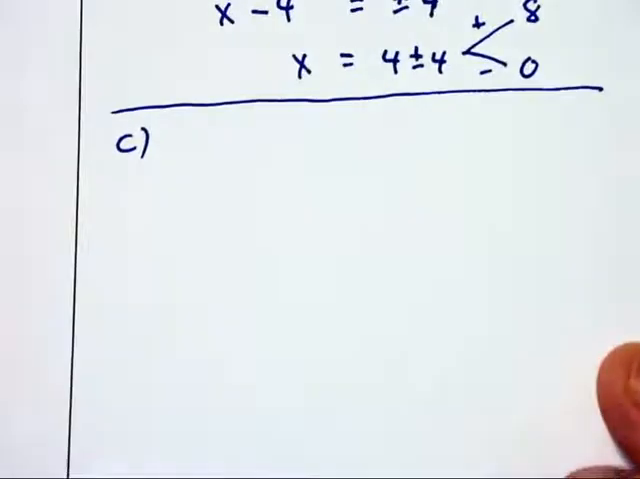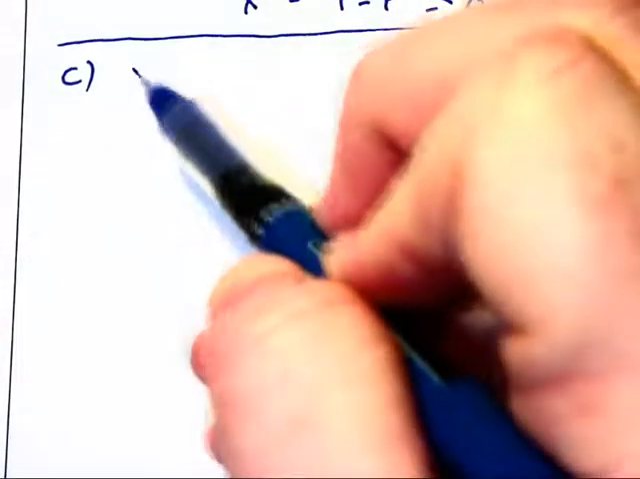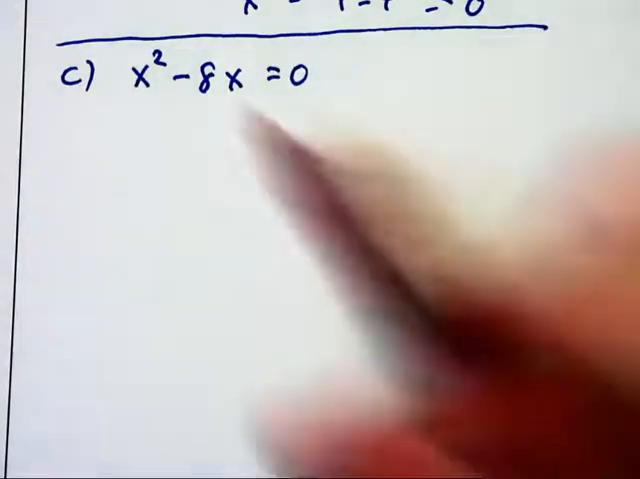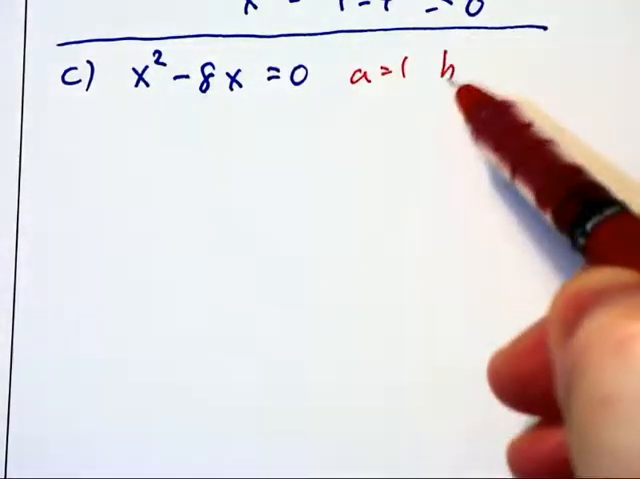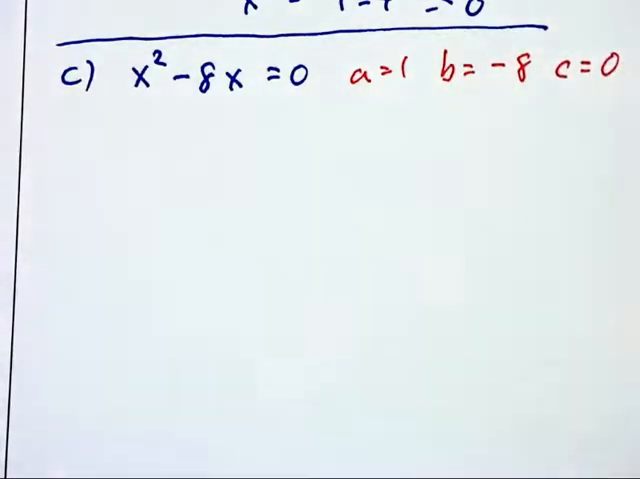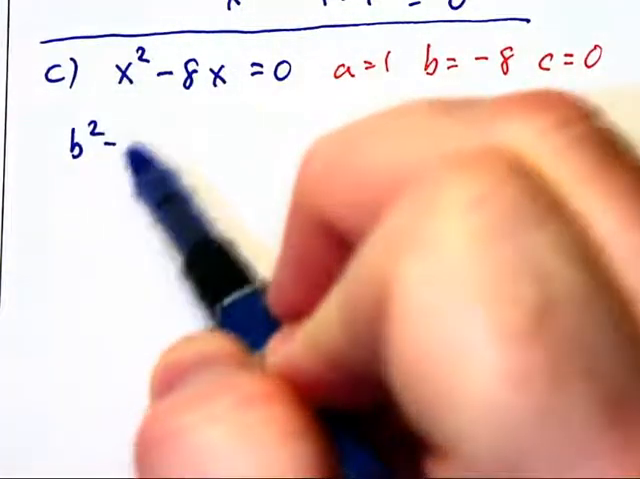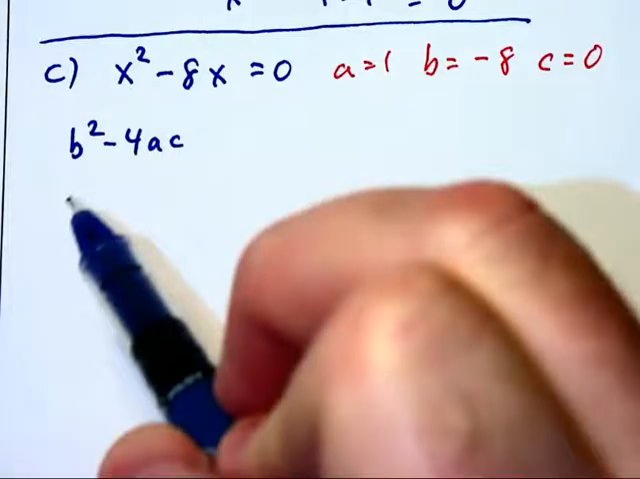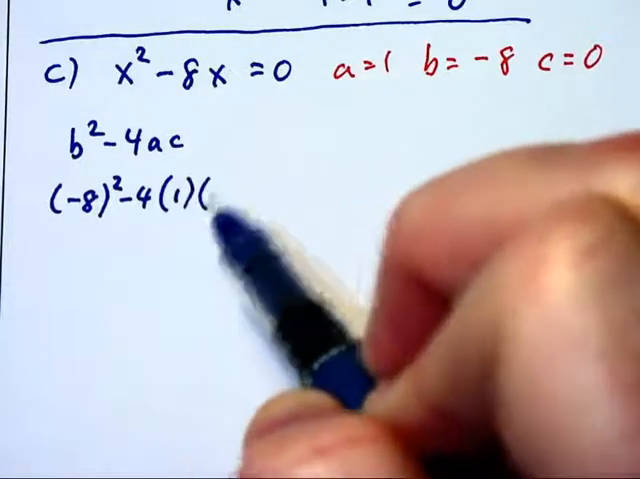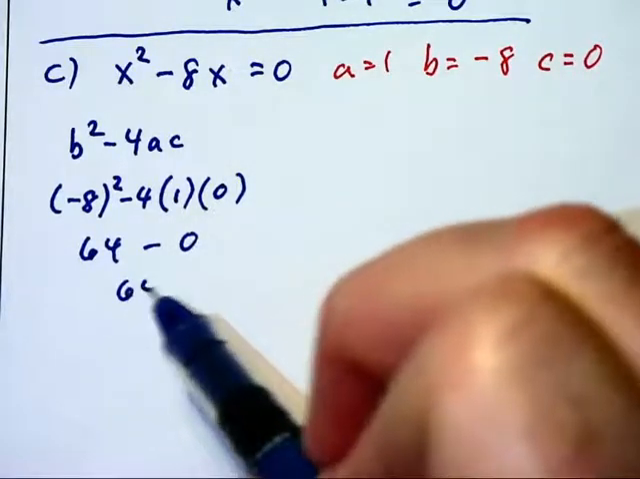The third way we're going to solve this problem is by using the quadratic formula. We've got x squared minus 8x equals 0, and so a is going to equal 1, b is going to equal negative 8, and there is no constant term, so c will equal 0. Now I'm going to begin by finding the value of the discriminant, b squared minus 4ac, which will be negative 8 squared minus 4 times 1 times 0. Well, that's 64 minus 0, which is 64.